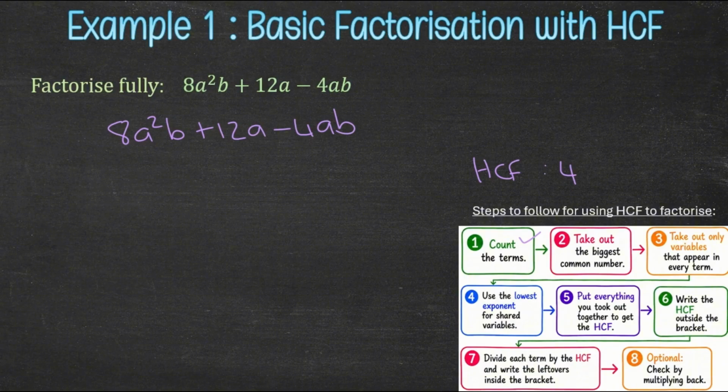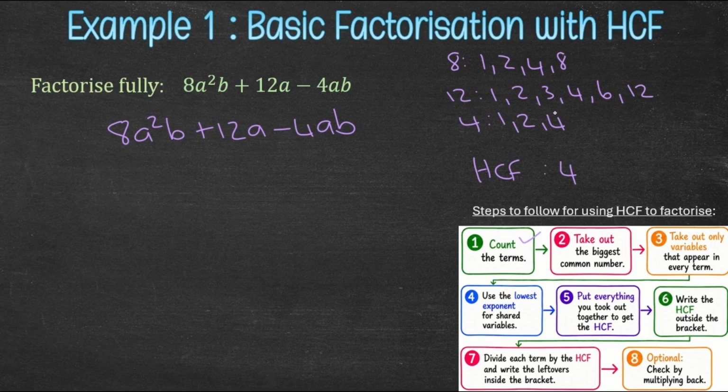But if you don't know how to work out this number in your head, you can list the factors of the coefficients. Let me show you how. The factors of 8 are 1, 2, 4, and 8. The factors of 12 are 1, 2, 3, 4, 6, and 12. And the factors of 4, remember, I'm not worried about this negative sign for now. I'm only looking for the factors. They are 1, 2, and 4. The biggest factor that appears in all 3 these lists is 4. So that means that the number part of my HCF is 4.